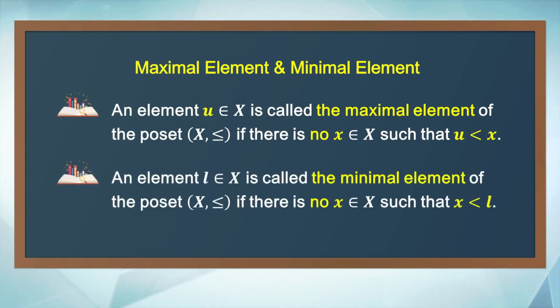Similarly, an element in a poset is called minimal if it is not greater than any element of the poset. That is, an element L is called the minimal element of the poset if there is no element X such that X is less than L. The maximal element is not less than any element of the poset. The minimal element is not greater than any element of the poset.